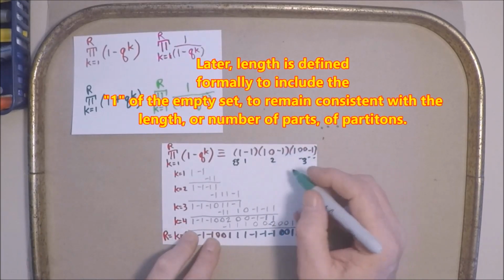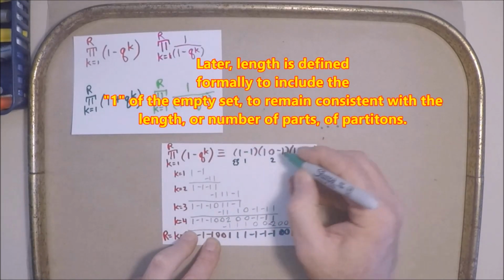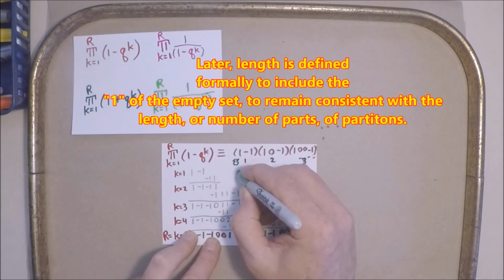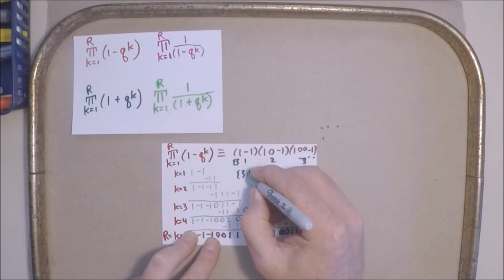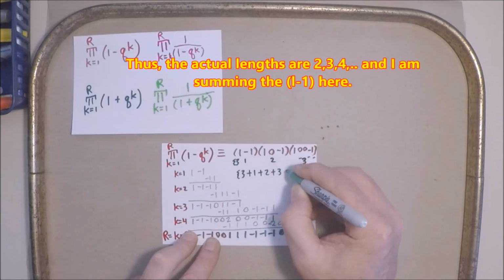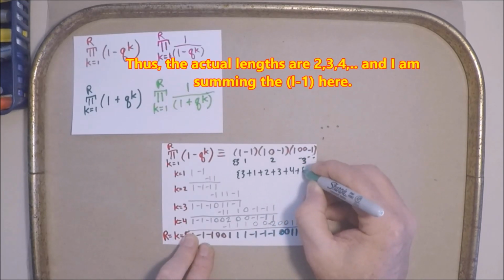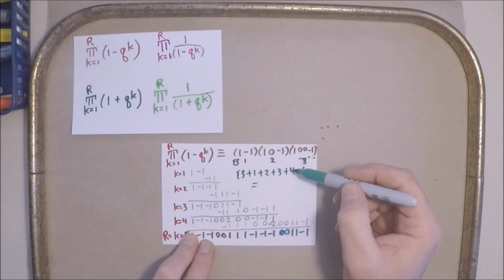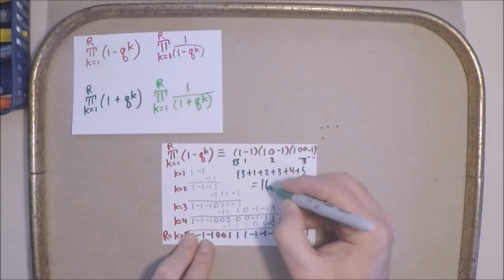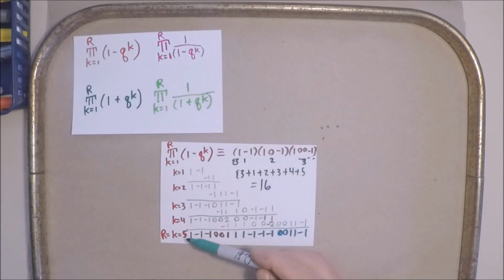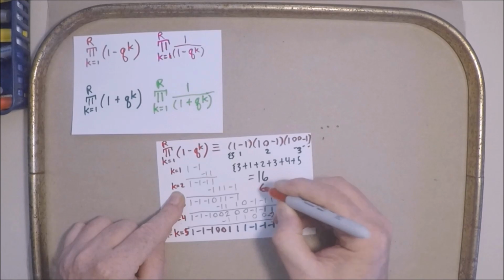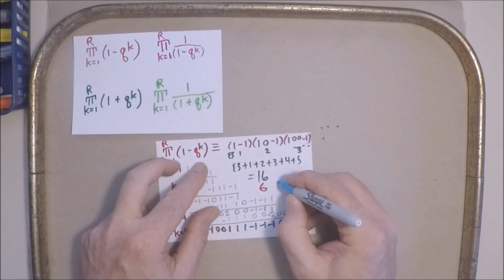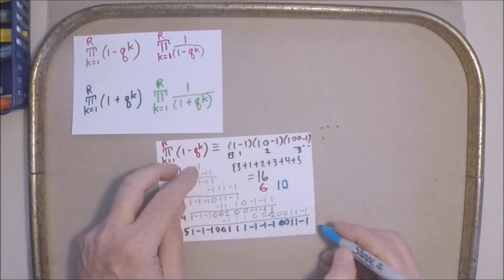So if I have 5 factors, I could take the empty set, plus 1, plus 2, plus 3, plus 4, plus 5, and get 1, 2, 3, 4, 5, 6, 7, 8, 9, 10, 11, 12, 16. And of that 16, we got 6 that are valid. We have 10 that are not valid.